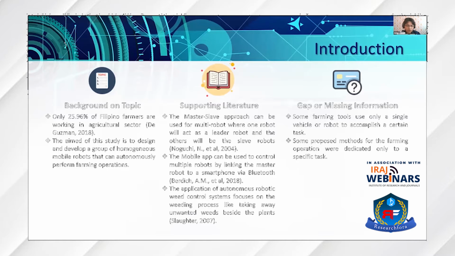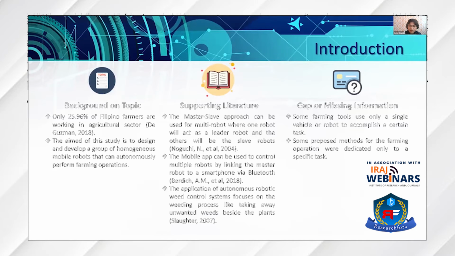For the supporting literature, according to Noboru Noguchi, to supervise a group of robots, there are different approaches used to deal with the formation control problem. The master-slave approach can be used for multi-robot systems, where one robot will act as a leader robot and the others will be the slave robots. In other related studies, the master-slave robot can be teleoperated using an Android smartphone via Bluetooth, where the master robot is connected wirelessly to the smartphone and it will rebroadcast the command signal to the slave robots.